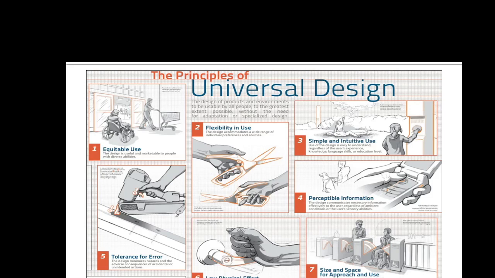So here are the principles of universal design. We have equitable use, flexibility in use, simple and intuitive use, perceptible information, tolerance for errors, low physical effort, and size and space for approach and use. And we'll be discussing this in more detail in the next slides.